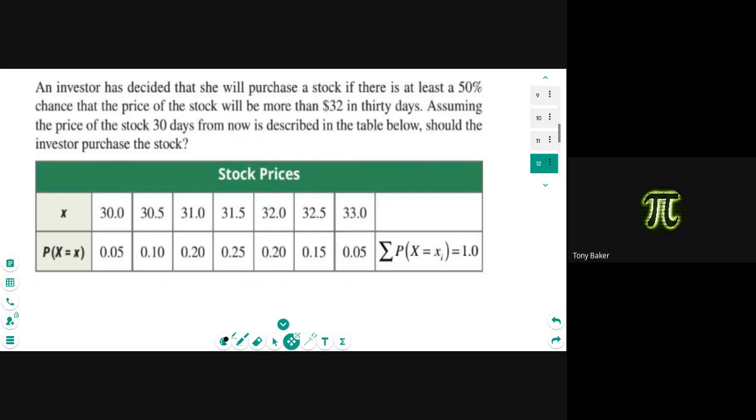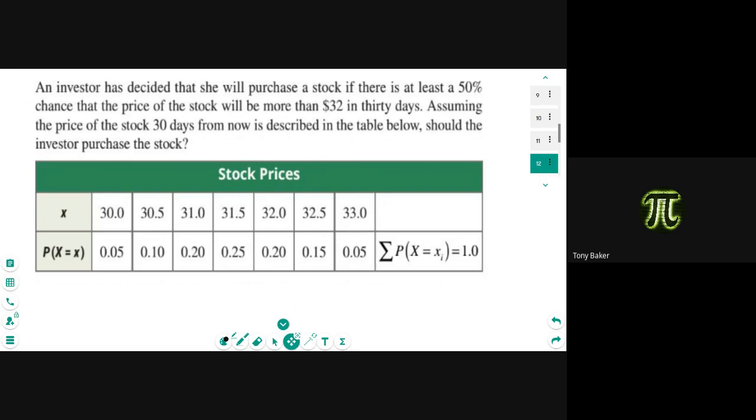So what is the probability that the price of the stock will be more than $32 in 30 days? In this case, we're adding up the 32.5 and the 33, right? So it would be 20%. That one price of just 32 doesn't count. It would have if it said 32 or more. But since it says more than 32, $32 isn't more than 32. So this is where, again, those words really matter.